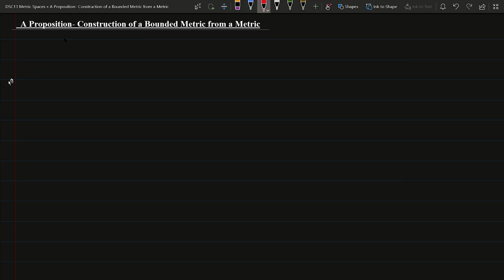So, let me start this proposition. Proposition 1.2.3, and it says let (X, d) be a metric space. The moment we say this ordered pair is a metric space, that is, X is a non-empty set and d is a metric defined on this X.